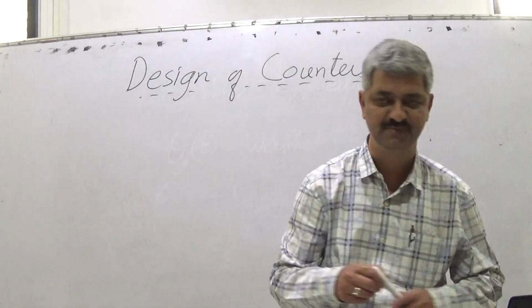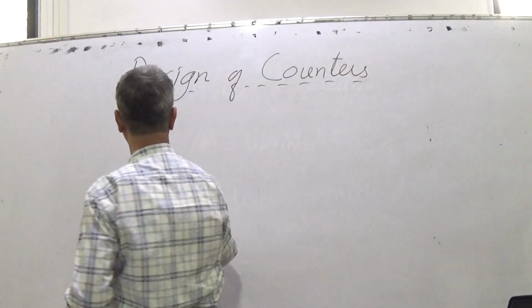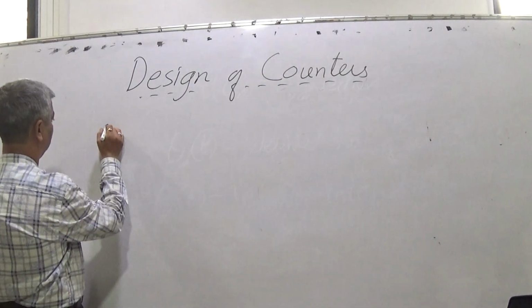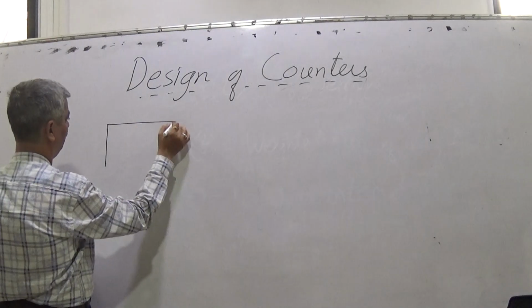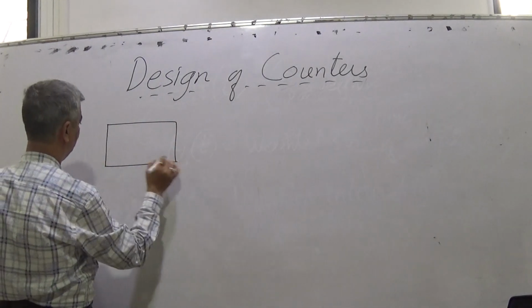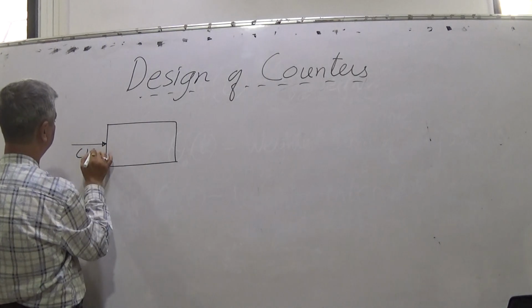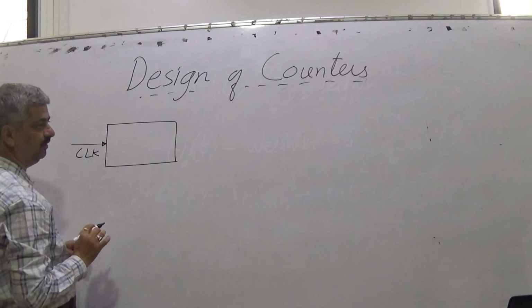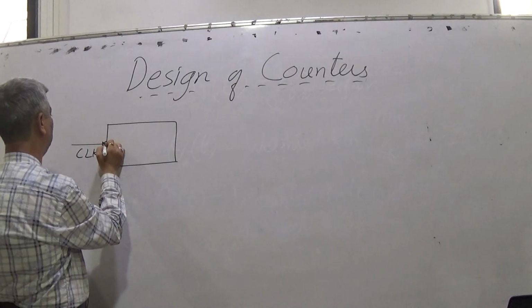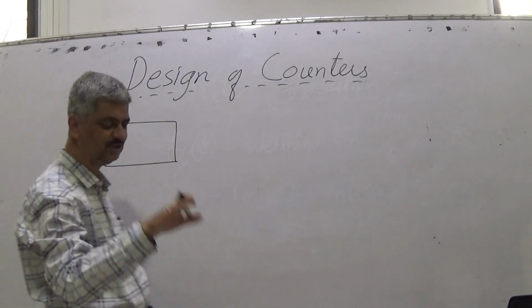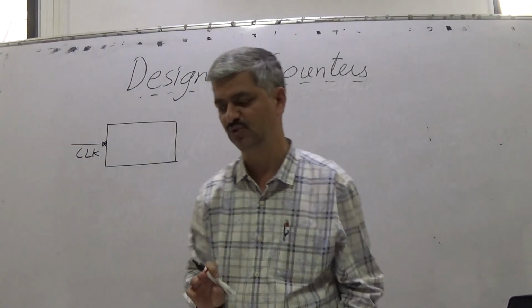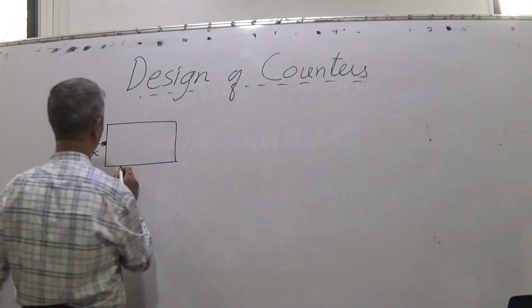So what would be specified to you? What is a counter expected to have? A counter is expected to have a clock input. A clock input, it is normally active low. So at the time of the falling edge of the clock, the counter advances to the next state.